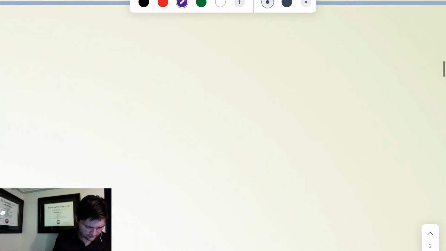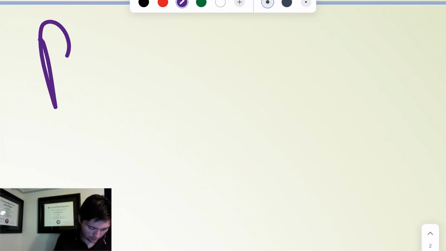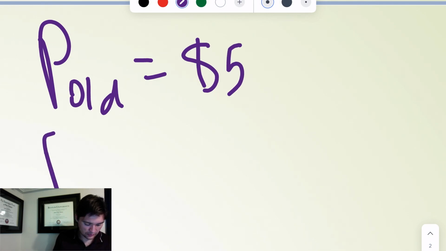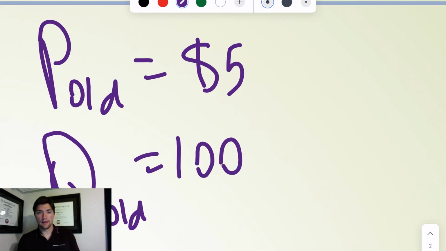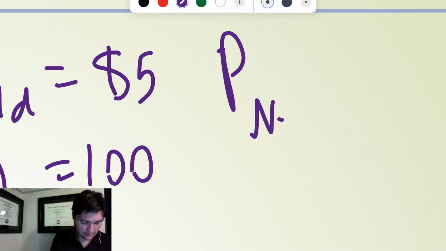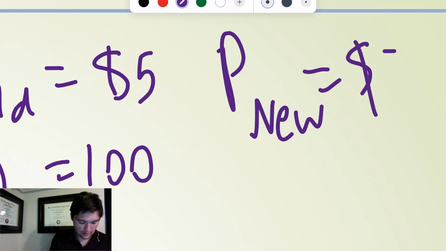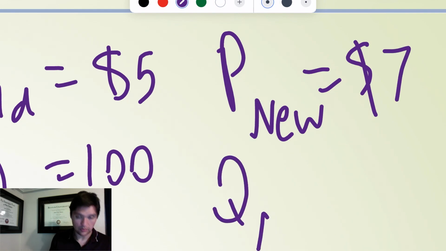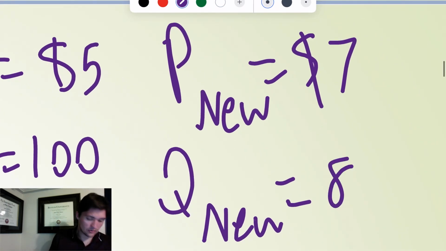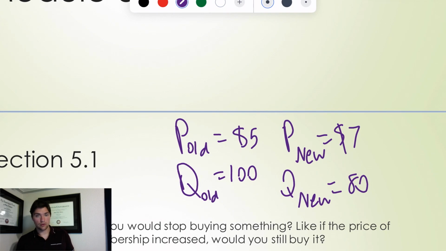Let's say that the old price was $5. At this price, people bought 100 pounds of apples. Then prices change. So we have a new price, let's call it 7. Quantity demanded would go down, so let's say it's 80. So here's the situation. We have a price and quantity, and we have an old and a new.